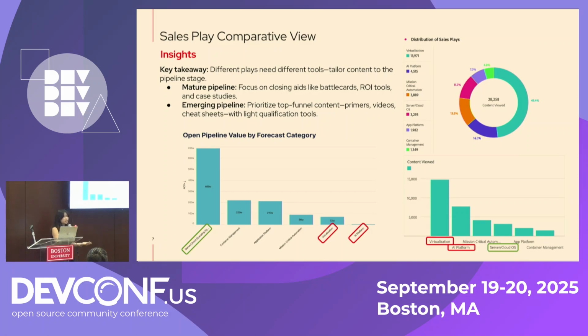What we're seeing here is how the different market maturity is affecting how the content is being consumed for each of these sales plays. Virtualization and AI platform are emerging plays. They're a lot newer to the market. So a lot of our sellers are in the learning phase and really consuming all of those top of the funnel content like introductions. While for mature plays like Server Cloud OS, it has been in the market for a really long time. So a lot of our sellers are not learning, but rather trying to sell. So we need to provide more content that is closing the deals and providing those solutions, like battle cards.